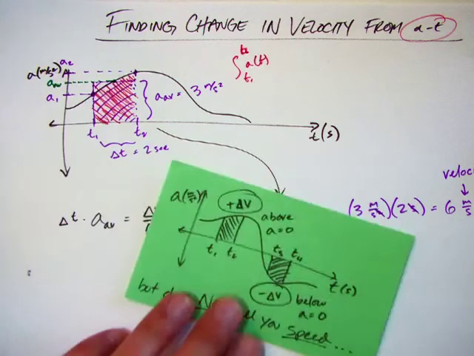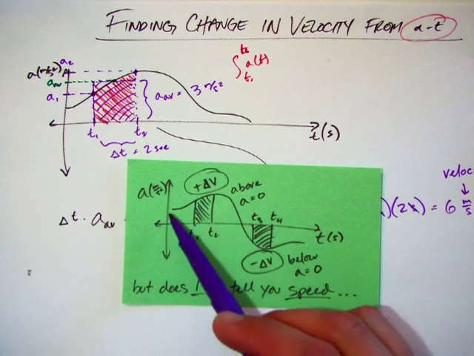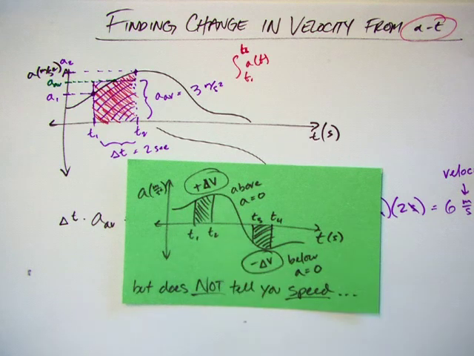If I have an AT curve that's above A equals 0, I'm in the positive acceleration territory, so I have a positive delta V. If I have an area below the curve, I'm in the negative acceleration territory. Therefore, I'm going to have a negative delta V below A equals 0.